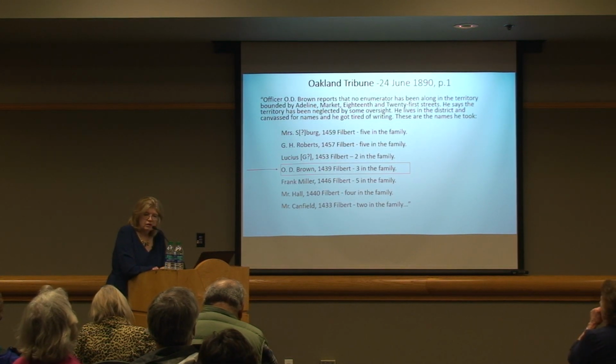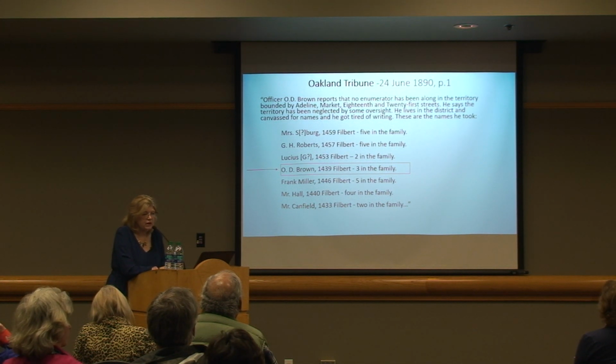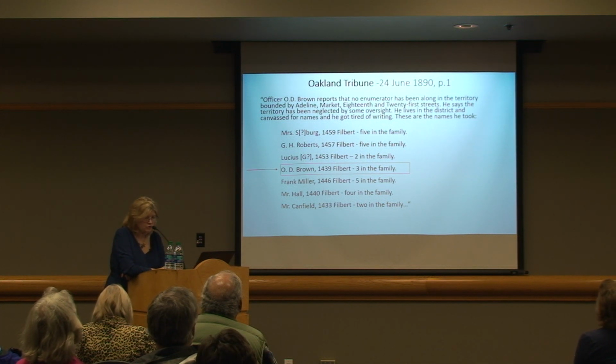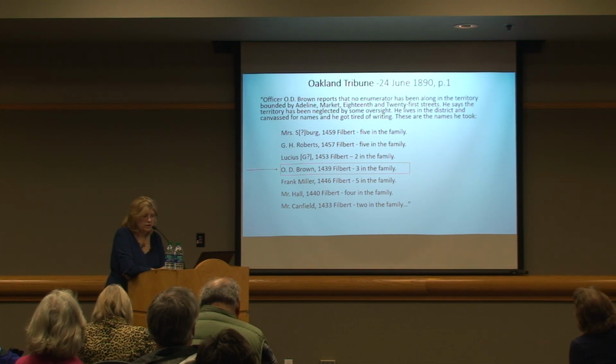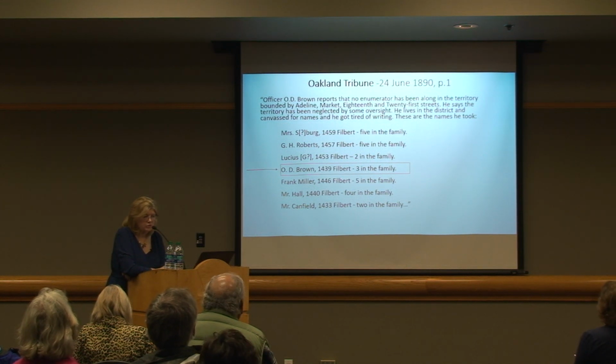Now, the people in Oakland, California also thought that they were being undercounted. In fact, some of them thought they weren't even being counted at all. So, the Oakland Tribune, between June 18th and June 26th of 1890, published letters to the newspaper of people who said, "We haven't been counted. No one's come to our block." These are the names and the number of people that are here.